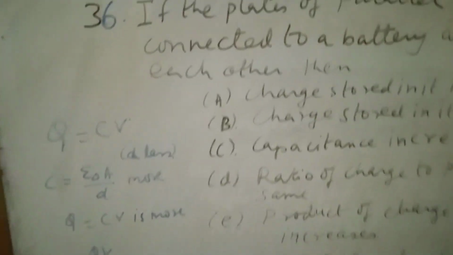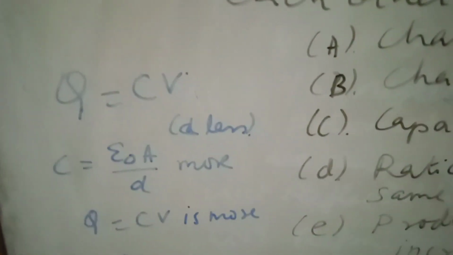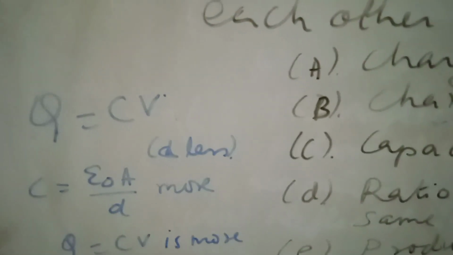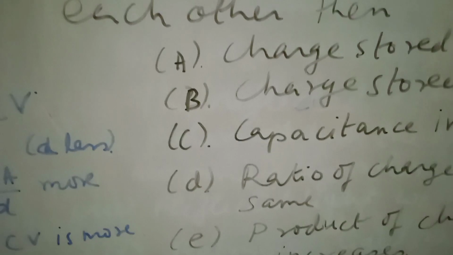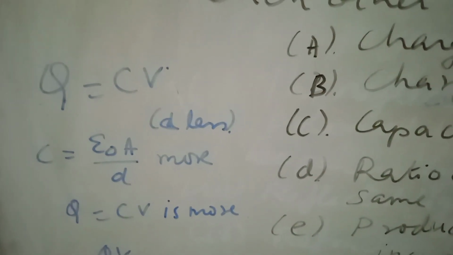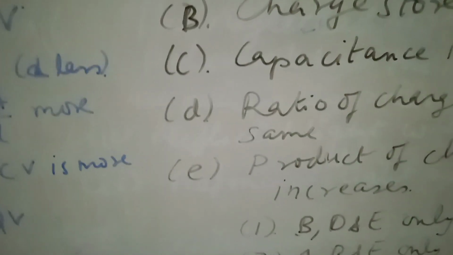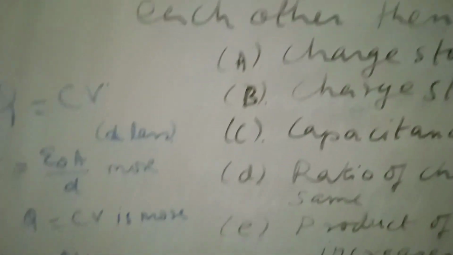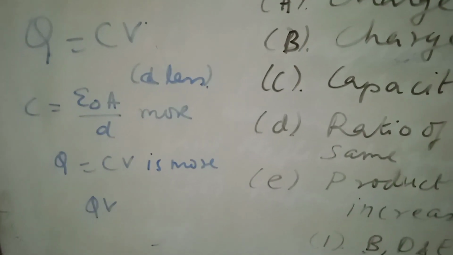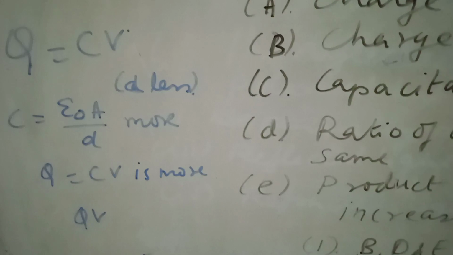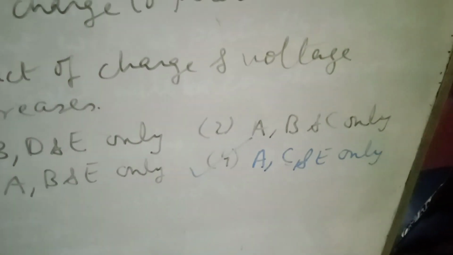First of all, C equals epsilon naught A by d. So if d is less, C is more. So option C is correct. Next, Q equals C into V. So C is more, so Q also is more. So charge stored also increases. So option A is also correct. Next, Q into V is equal to work done. So Q is more, so Q into V is also more. So option E is correct. So options A, C and E only, number 4.